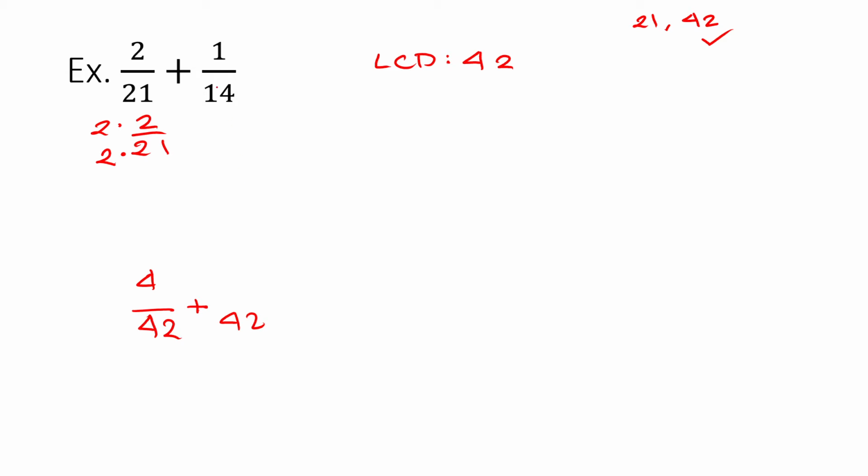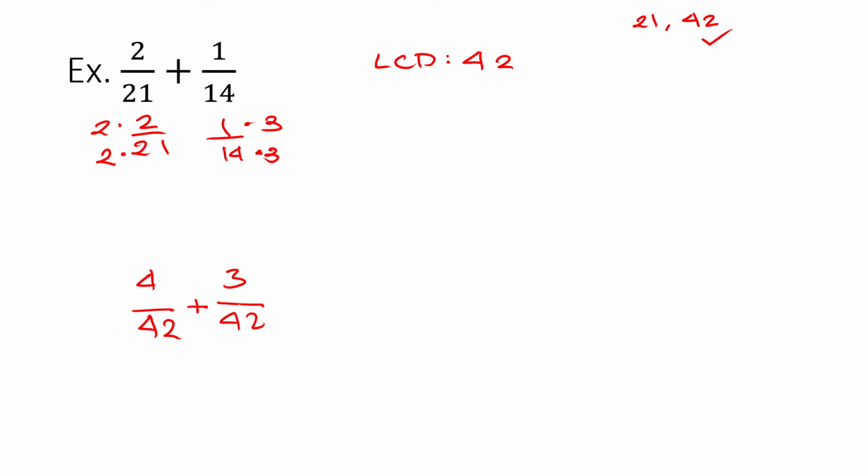Now let's move on to 1 over 14. We do the same steps. We figure out a number that we need to multiply to 14 to change it to 42. In this case, the number we need to multiply is 3. So you also multiply 1 with 3. 1 times 3 is 3, and 14 times 3 is 42. So 1 over 14 became 3 over 42. And look, they have the same denominator. So we can go to step 3.